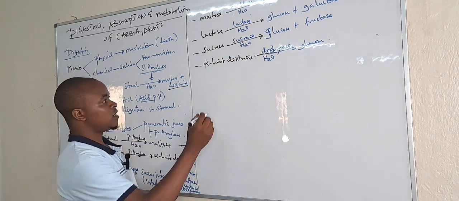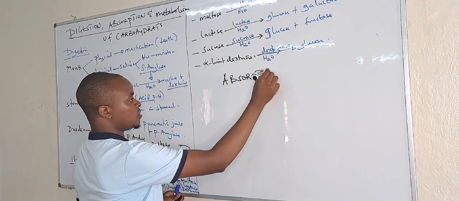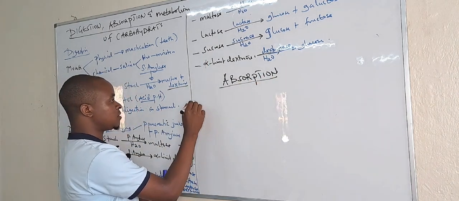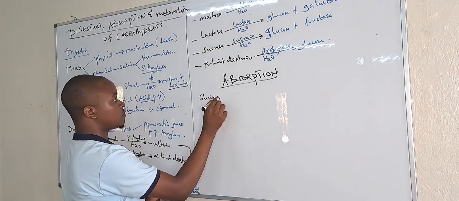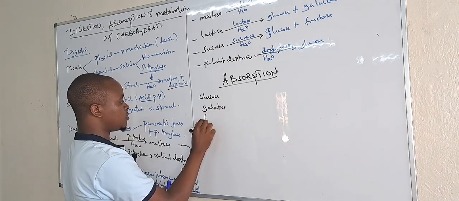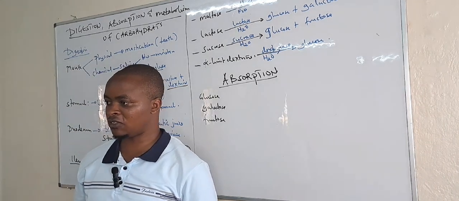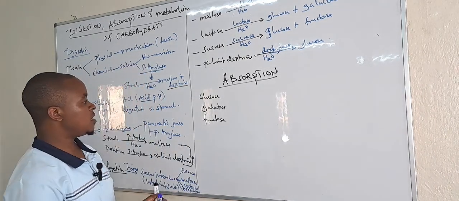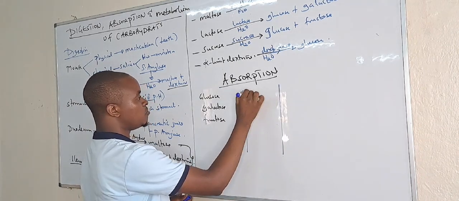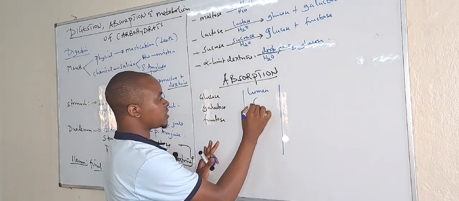Now we can talk about absorption. How are these simple sugars like glucose, galactose, fructose absorbed into the bloodstream? We know that in the ileum we have intestinal wall. If this is the intestine and this is the lumen of the small intestine, and we have glucose inside the lumen.